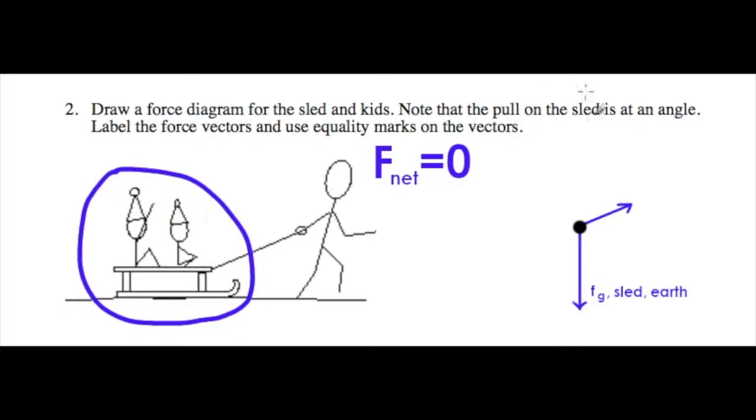And what force is this? Well, it's being pulled by what looks to be a string. And what strings mean in force diagrams, or forces in general, is that there's usually tension in the string that would pull the sled in some way. So this is force tension, and it's on the sled, and it's exerted by the person, this guy pulling the sled.